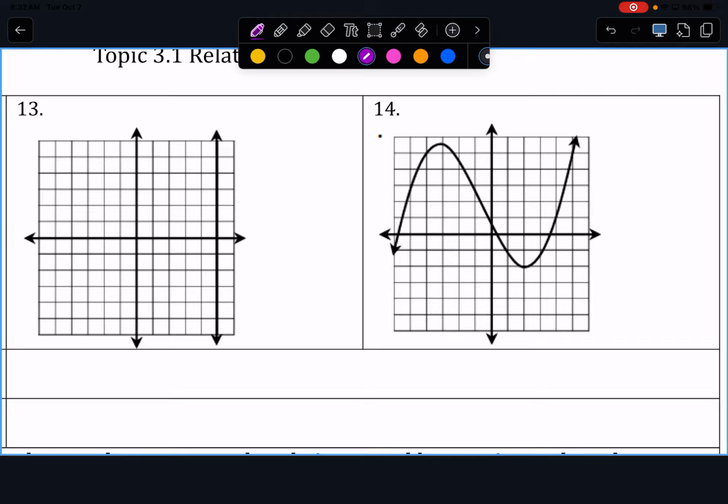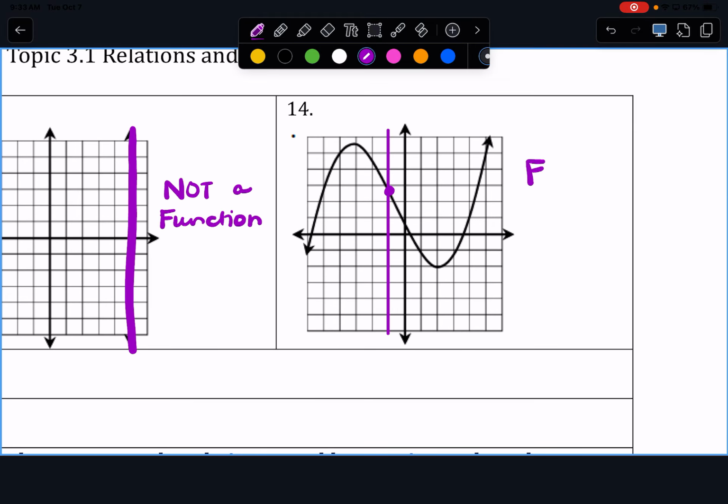All right, for 13, it gives us a vertical line. If I draw a vertical line on top of that vertical line, how many times does it intersect? The entire thing intersects, right? So is that a function? That is not a function. Because it will fail the vertical line test because it is the vertical line. It intersects infinitely many times. Okay, for 14, does 14 pass the vertical line test? How many times does it intersect? Just one time. So that is a function.